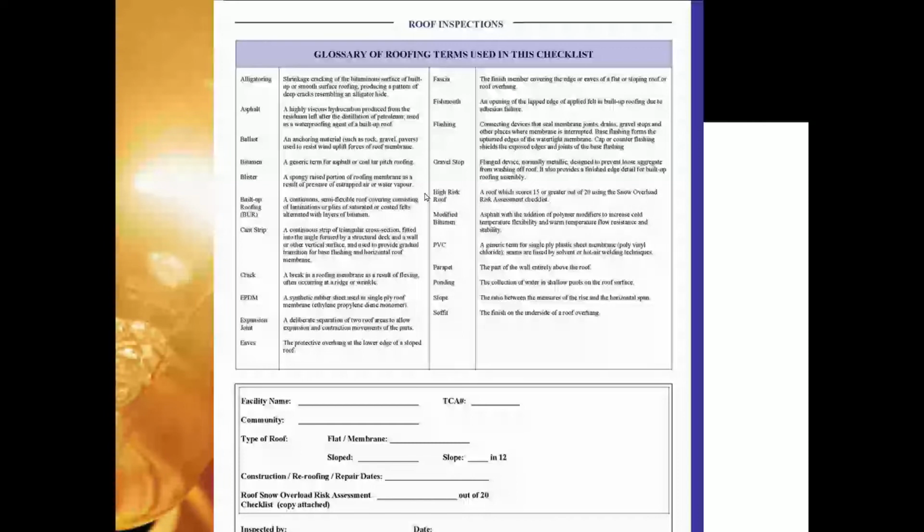But either way, high risk roof. Modified bitumen, asphalt with the addition of polymer modifiers to increase cold temperature flexibility, warm weather. Okay. PVC, a generic term for single ply plastic sheet membrane, polyvinyl chloride, seams are fused by solvent. Yeah, okay, that's a TPO roof. We'll look at one of those in a minute. Parapet, it's like a castle. That's a word that was used for castles. Ponding water. Okay.